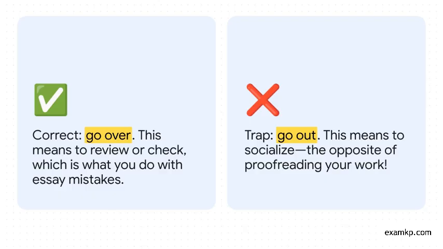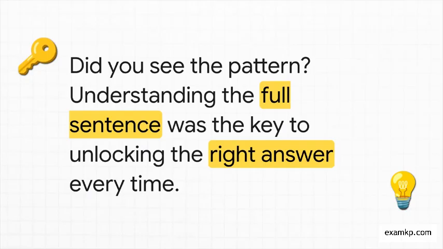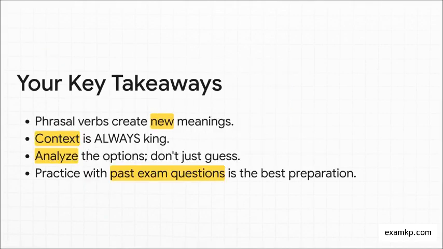The trap here might be go out, which means to socialize, probably the exact opposite of what you should be doing with your essay. Are you seeing the pattern here? In every single one of those examples, the answer wasn't something we pulled out of a memorized list. No way. It was hidden in plain sight, right there in the context of the sentence itself. The sentence gives you everything you need. You just have to look for it.